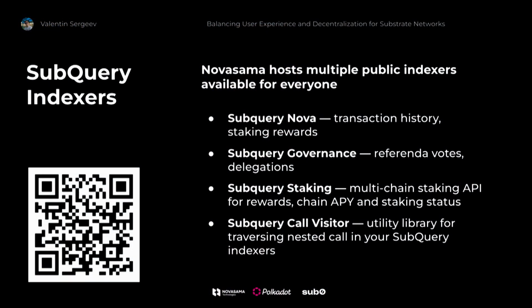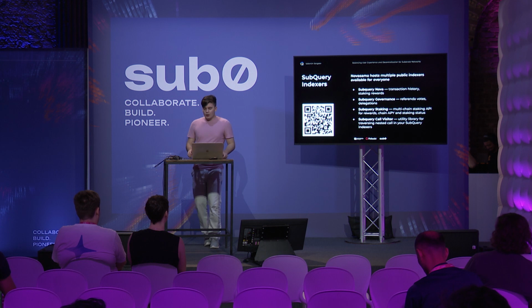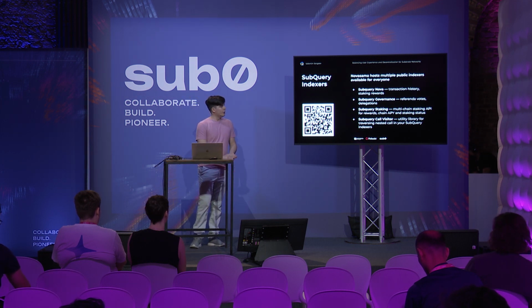However, you might not need to implement it yourself, because Nova hosts a lot of infrastructure which we use for our project, and it's available for everyone. For example, we have SubQuery Nova, which is an indexer with transaction history, staking rewards, and more. We also have a governance indexer, which indexes all referenda votes as well as delegations, and can help you implement a fully featured governance UI for Polkadot. We also have a multi-chain staking project, which can help you fetch APIs, staking status, and rewards for multiple chains in a single request. It is useful for developing multi-chain applications, which Polkadot is heading towards too. And finally, we have some utility packages like a SubQuery call wizard, which allows you to traverse nested calls inside a transaction in case you really need it. So here's our infrastructure, and we would like builders from the community to use it, and we're eager to help you integrate it into your own applications.